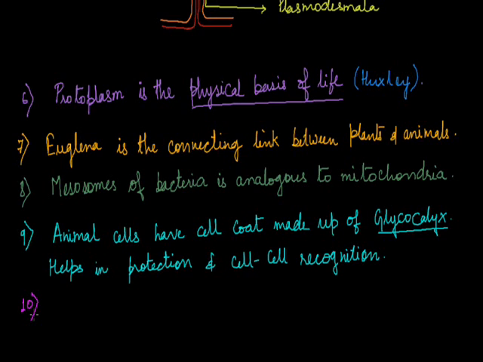Next point is about ATP. ATP is also called adenosine triphosphate. It is the energy currency of the cell because cells can utilize energy only in the form of ATP.